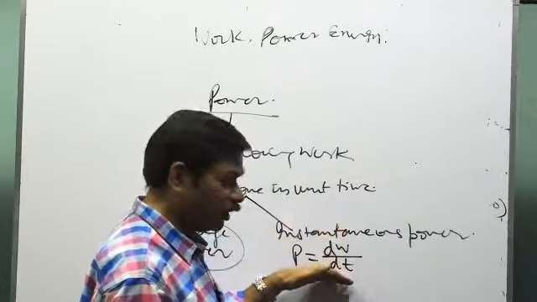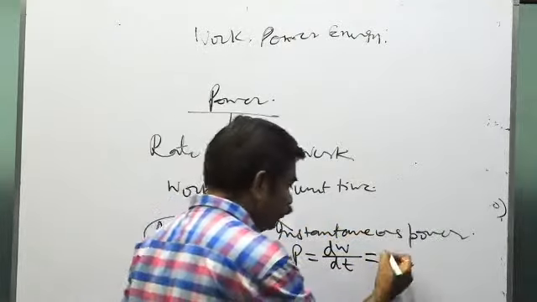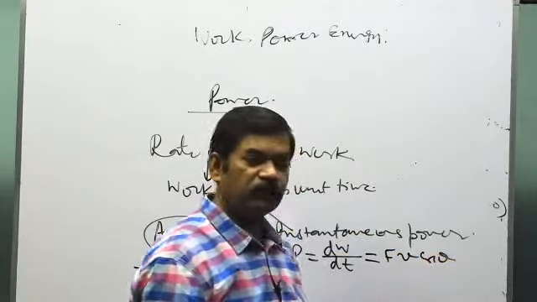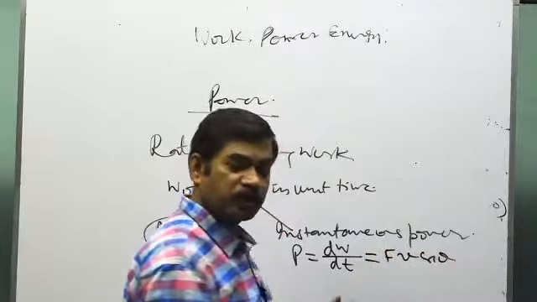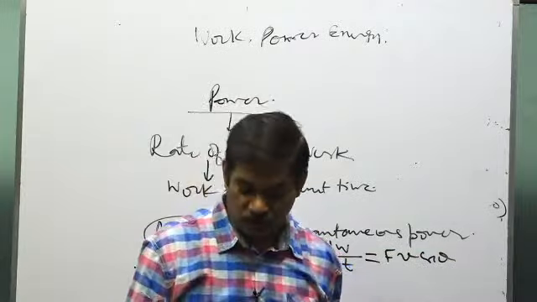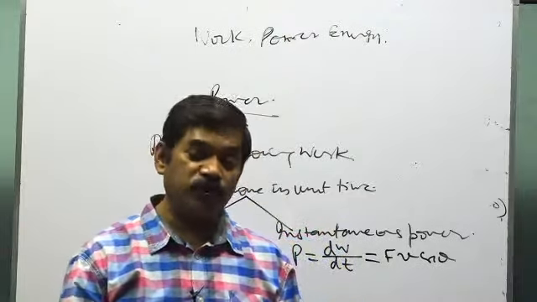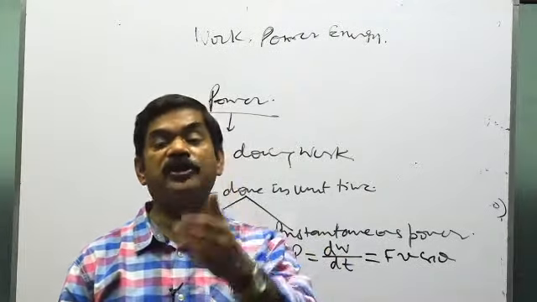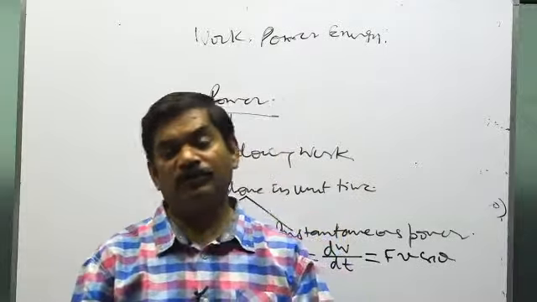So this formula eventually can be written in the form force into velocity into cos of theta, where F is the force acting on the body. The power is always generated by force. Why does force generate the power? If I ask you who does the work, force does the work. When force is applied and displacement takes place, then only the work is done.